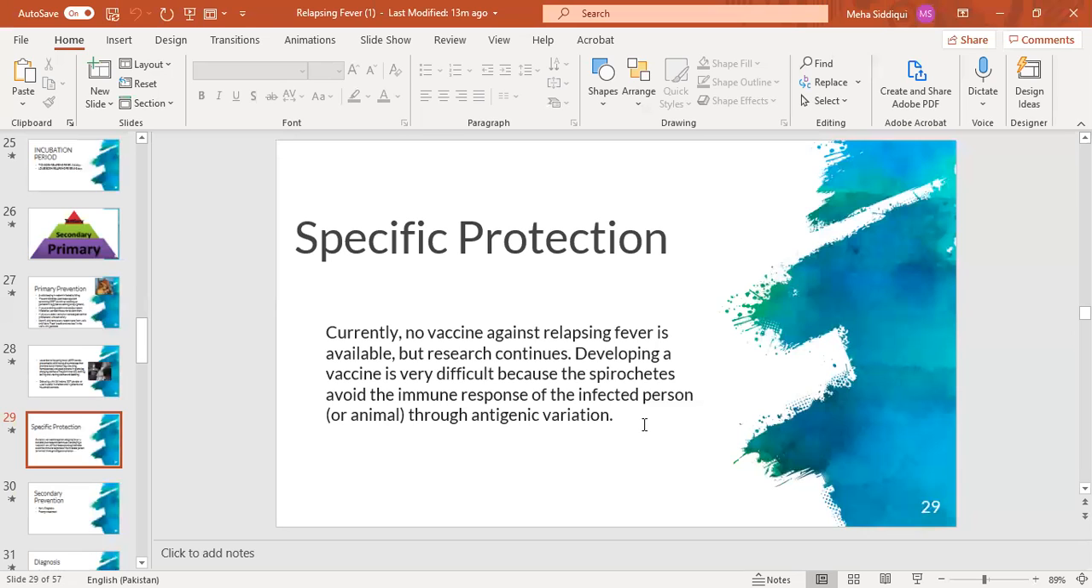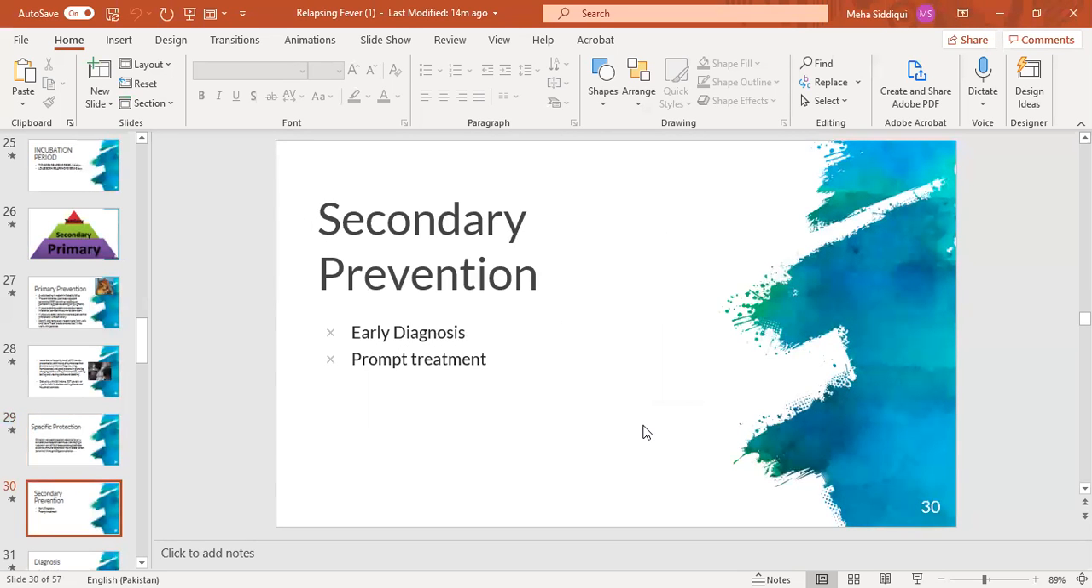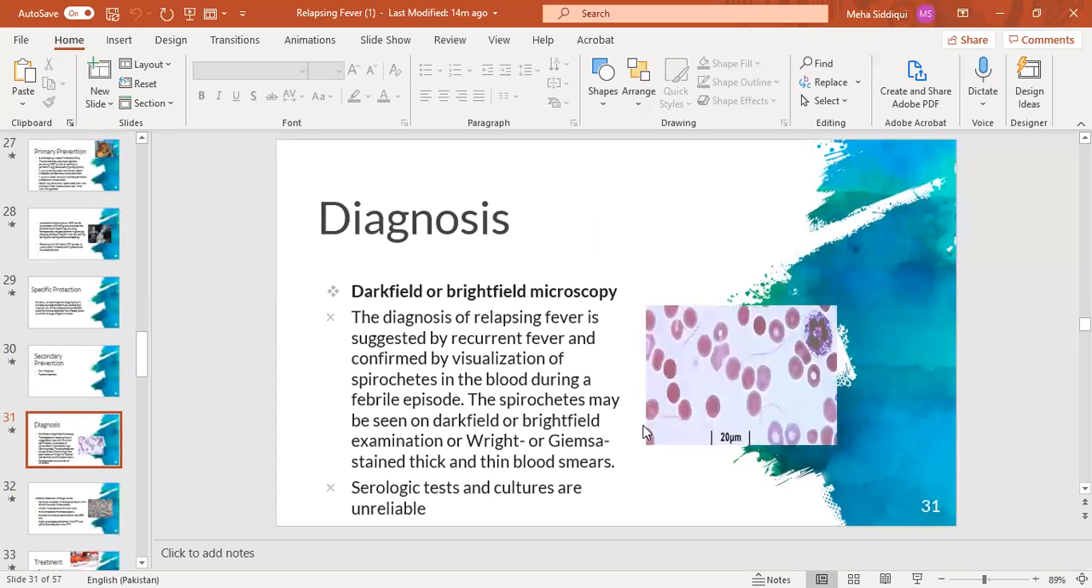Specific protection. Currently, no vaccine against relapsing fever is available, but research continues. Developing a vaccine is very difficult because the spirochetes avoid the immune response of the infected person or animal by antigenic variation. Now, secondary prevention: early diagnosis and prompt treatment.